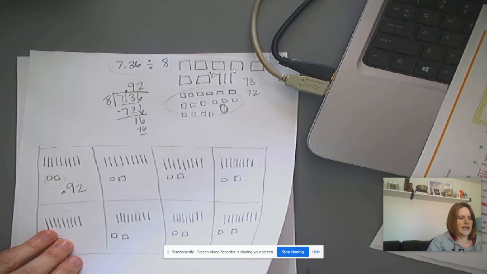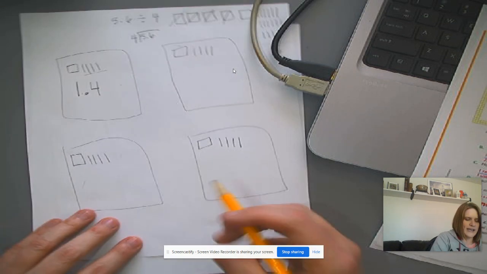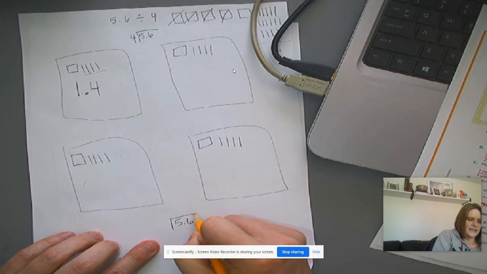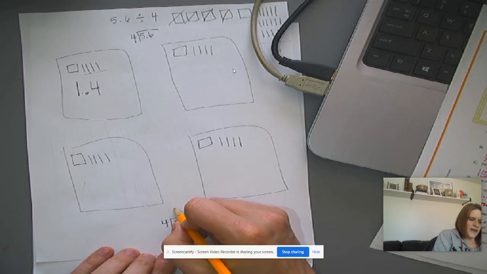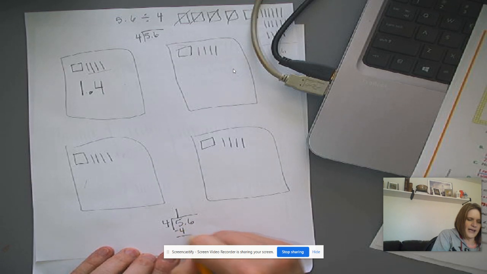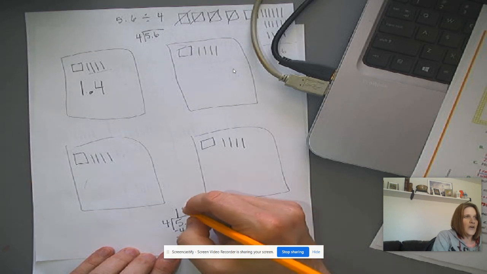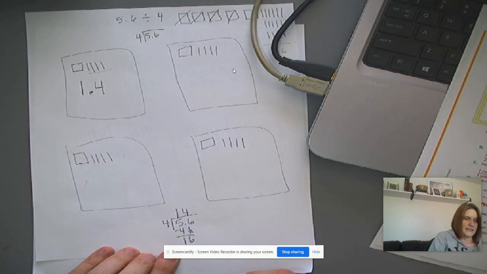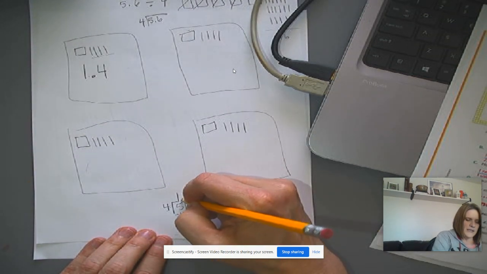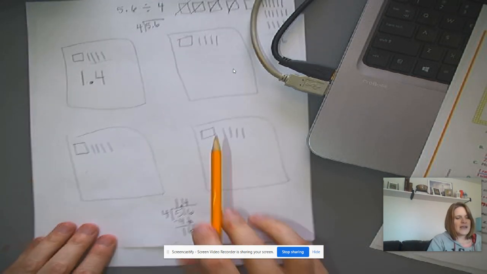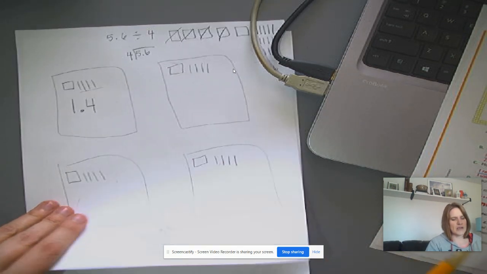Well, first of all, I showed you this one in an algorithm. Let's go back to this one and look at it. 5 6/10 divided by 4. So 5 divided by 4 is 1. Multiply, subtract, bring down the 6. 16 divided by 4 is 4. And when we divide decimals, where does our decimal go? It goes straight up. Okay, but it wants you in this lesson to draw models, so that's why I'm teaching you how to draw models.